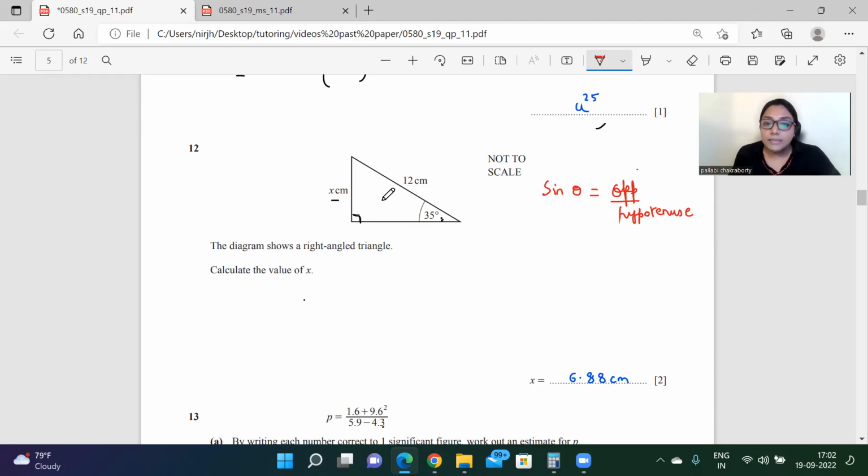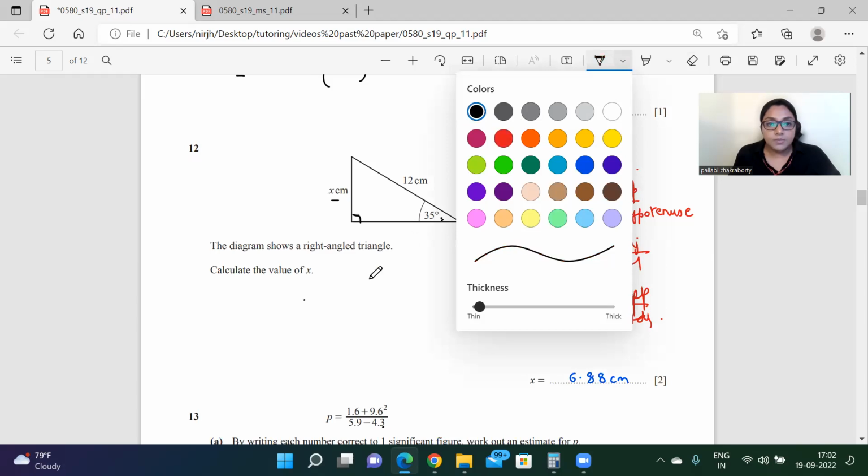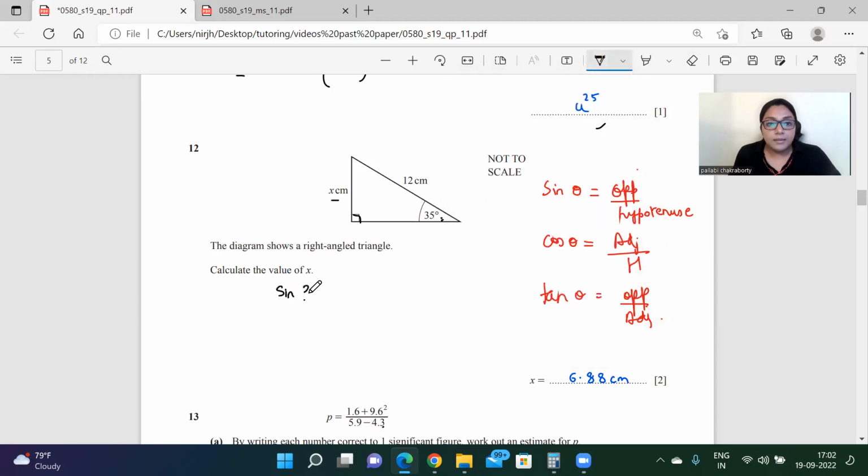Hypotenuse is the longest side, right? Cos of any angle is given as adjacent over hypotenuse. And tan of any angle is given as opposite by adjacent. So now coming to the question, sine of 35 will be the opposite side to 35, which is x, over the hypotenuse, which is the longest side, which is 12. This is your equation.